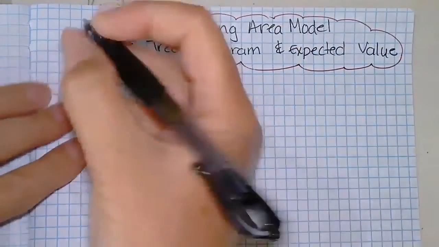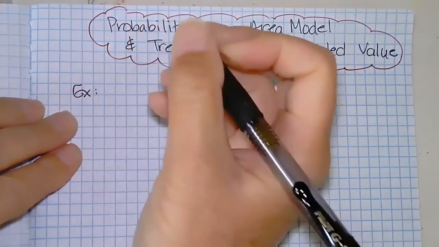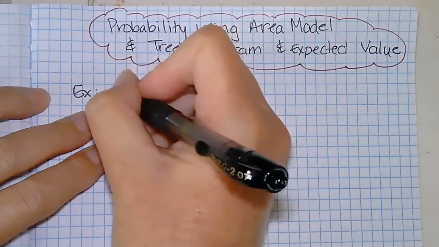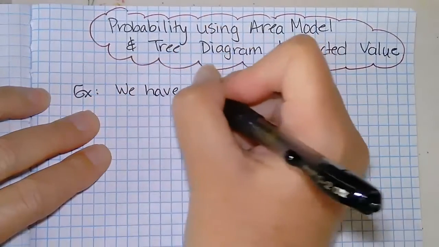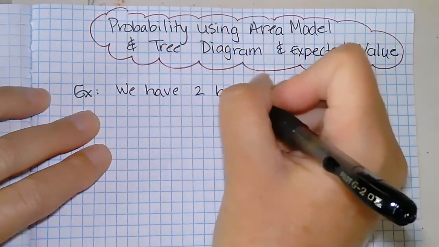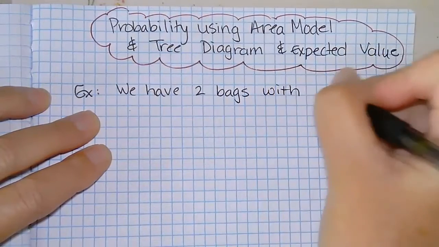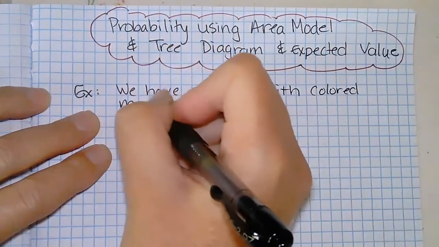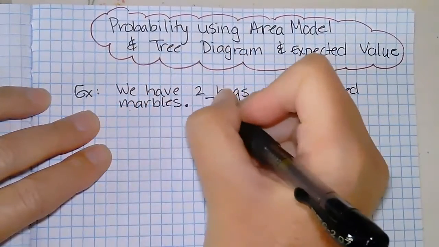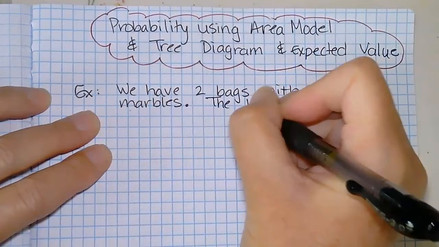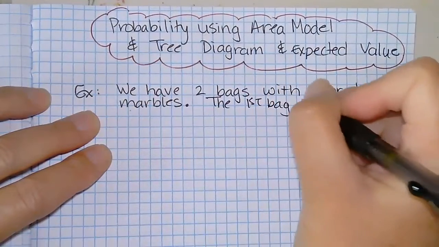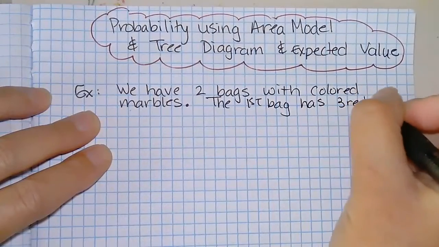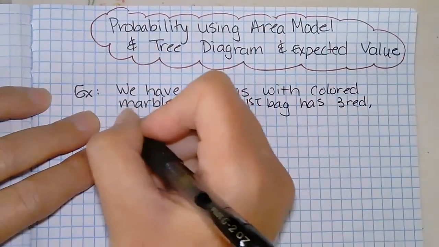Okay, so first one is going to be an area model example. Let's say we have 2 bags with colored marbles. The first bag has 3 red, 2 yellow, 1 green.